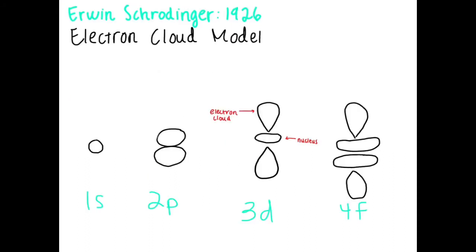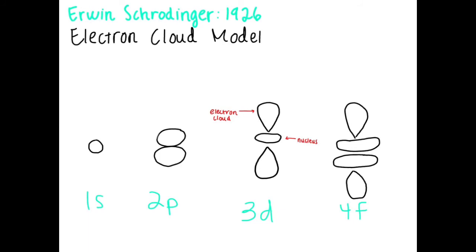In 1926, Erwin Schrödinger took the Bohr model one step further. His model was called the electron cloud model. It can be portrayed as a nucleus surrounded by an electron cloud, where the probability of finding an electron is greatest in the dense area and less likely in the less dense area of the cloud.